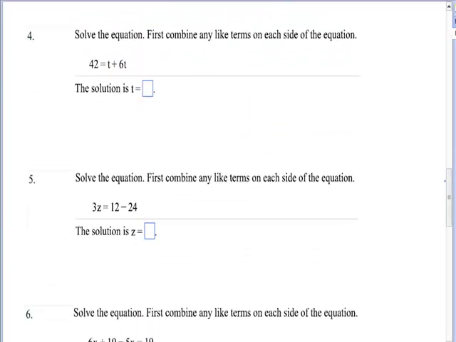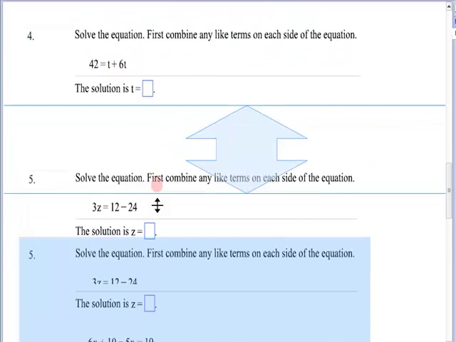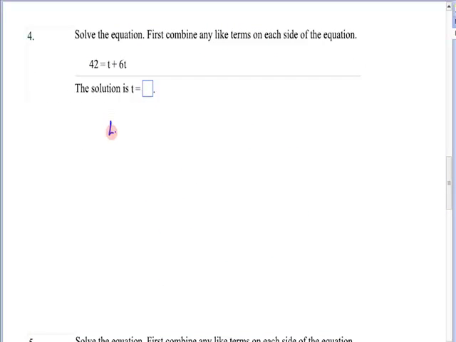Keep moving too far and too fast. All right, next one. 42 is equal to t plus 6t. All right, my first step is to look at the left expression, look at the right expression, see if I can simplify either one. Well, there's nothing to simplify on the left expression. On the right expression, those are like terms. That's an implied 1t plus 6t gives me 7t.